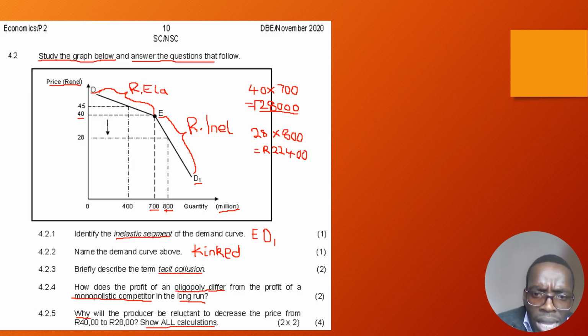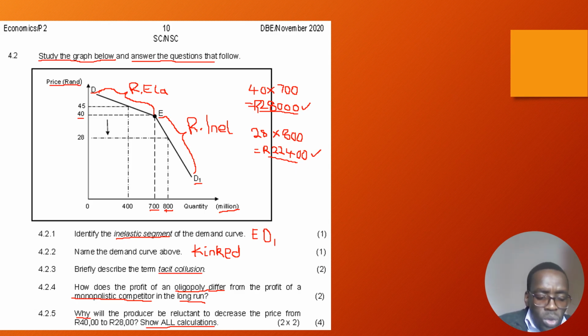Now, why are they not encouraged to reduce the price? If they maintain the price at 40 rands, they are making 28,000. If they reduce the price to 28 rands, then they are going to make 22,400. So by merely looking at these two figures, the producers are going to be selling at 40, because that's where they are going to be making a lot of money. They will make more money if they sell at 40 rands than when they sell at 28 rands. So this is what you would have done.